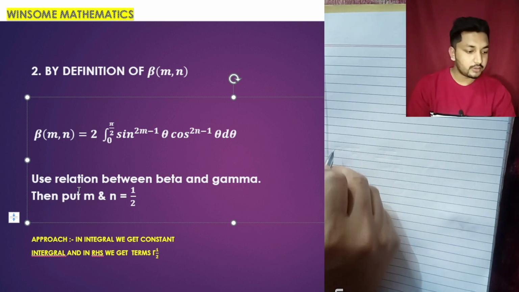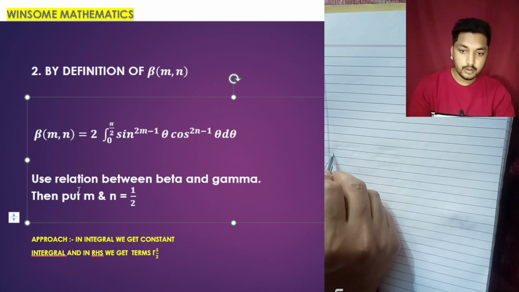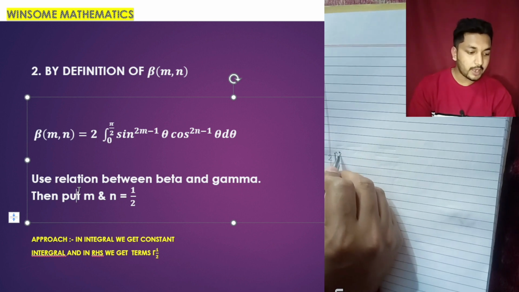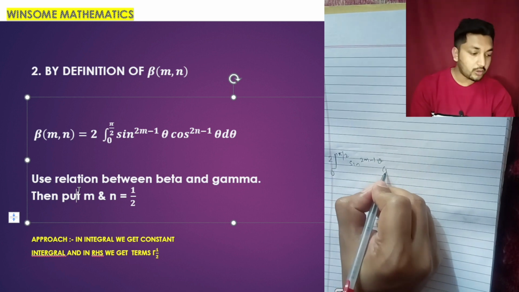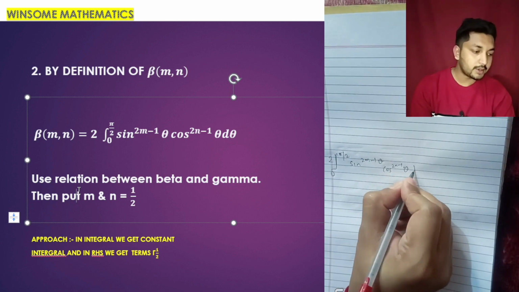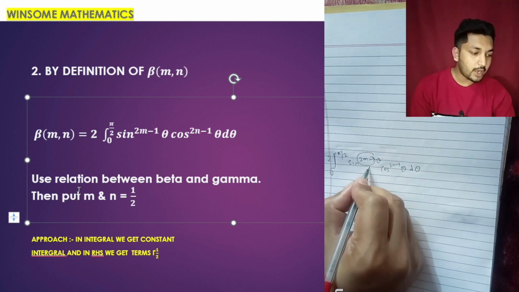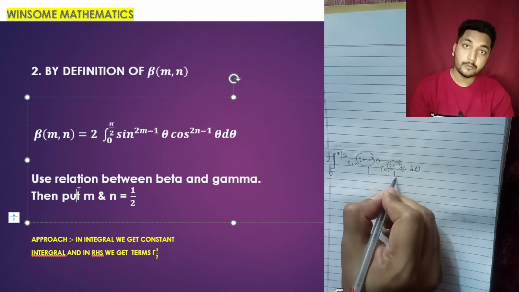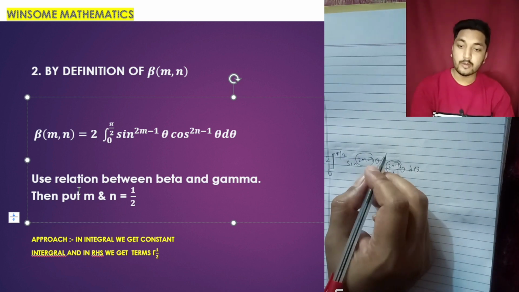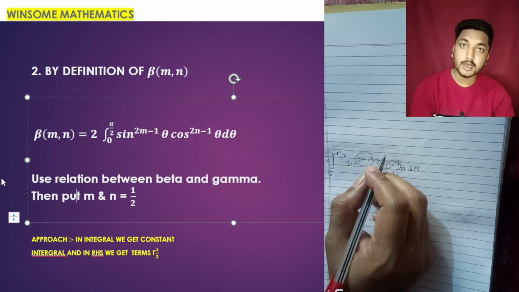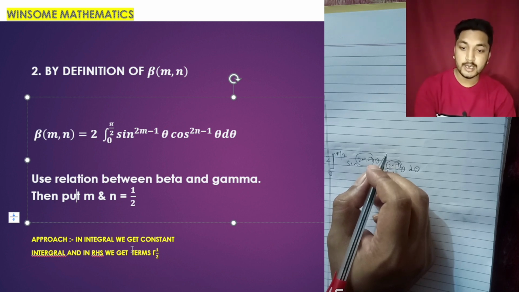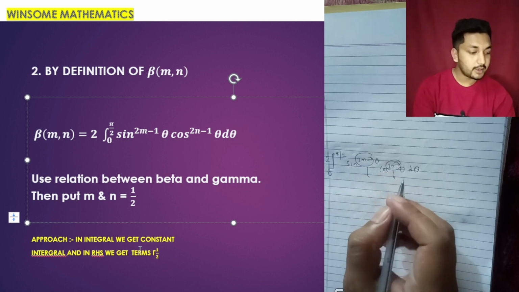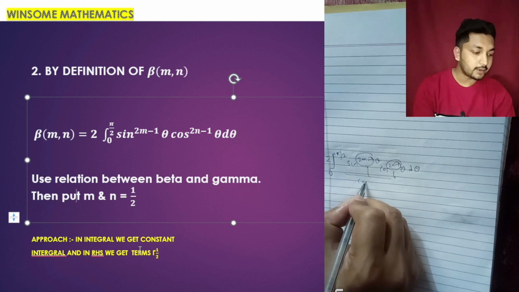Okay, so just watch. 2 into the integral from 0 to pi by 2 of sine 2m minus 1 theta cos 2n minus 1 theta d theta. Here, these terms are the powers of sine and cos. Our step is very clear: we have to put m and n equal to 1 by 2. Why is this so? First of all, the approach is again important. With this approach, in this integral we get a constant integral.